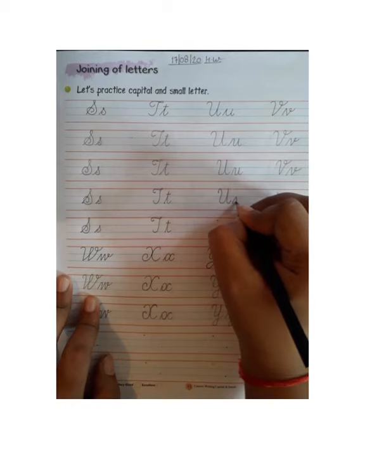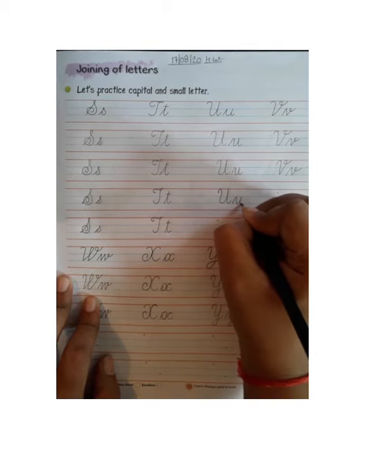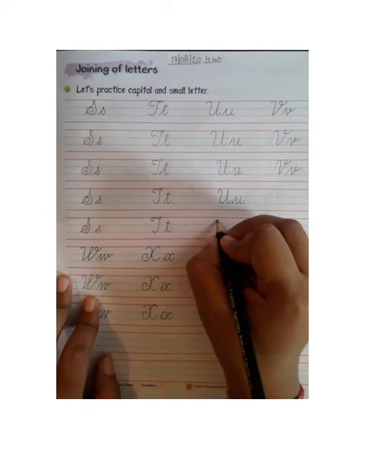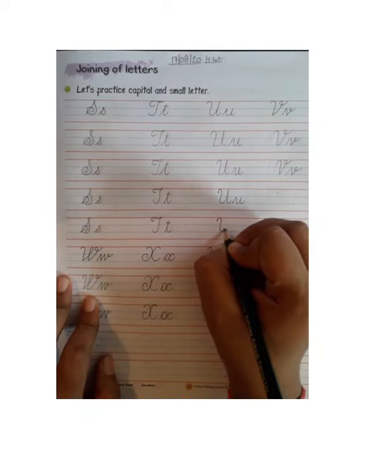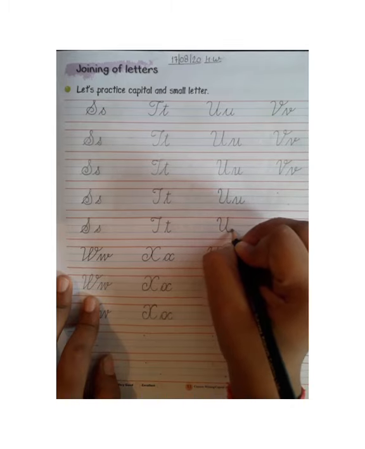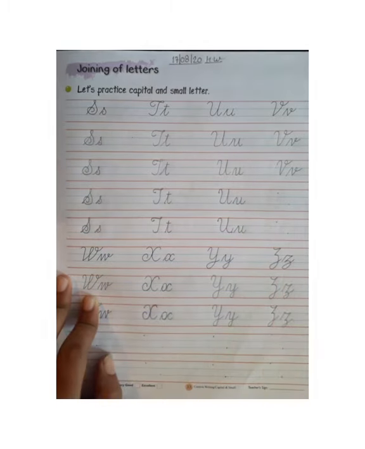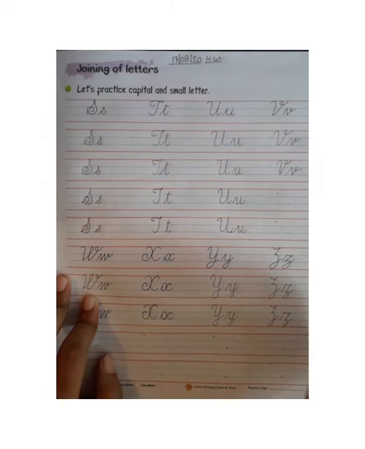Now we will make small cursive U and it will be made in 2 lines. Again we will make one more time. We will start from the dot and make like this. You can see how to make capital cursive U and small cursive U.